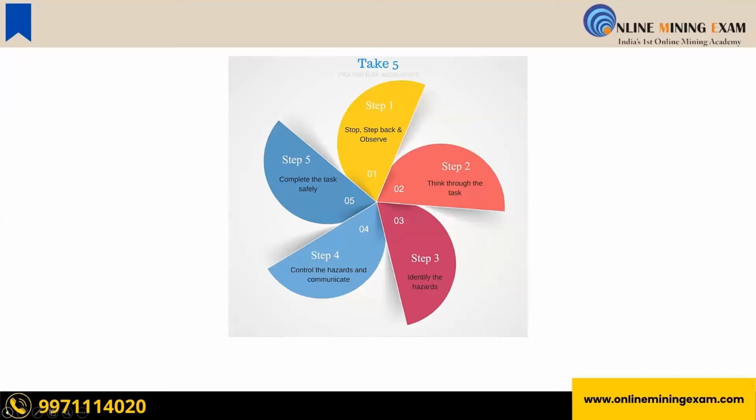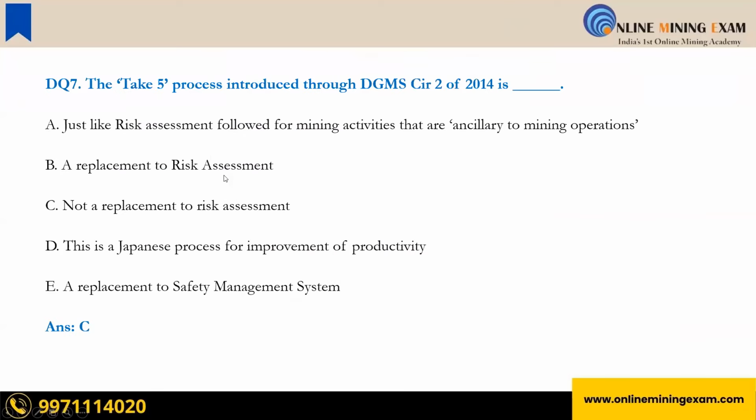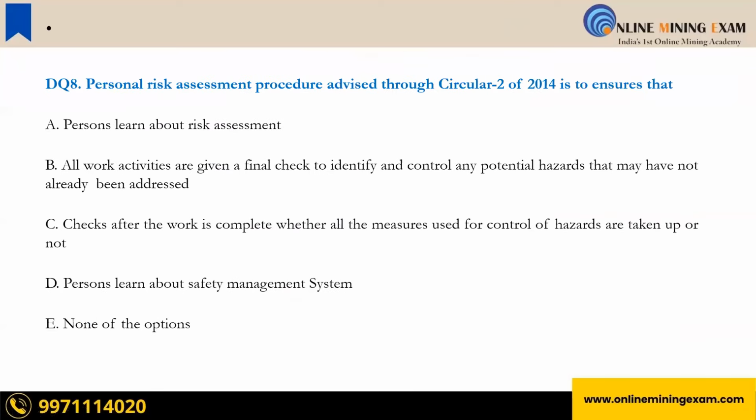So this was it. Now this is one small diagram which I have created, I mean I have taken from somewhere. Step 1, STICC. Okay, I've already told you regarding STICC. So these are the 5 words which are used in the Take 5 process. All right, answer is C. Now this is the question number 8 which has been asked in the exam. Personal risk assessment procedure advised through circular number 2 of 2014 is to ensure that these are the options.